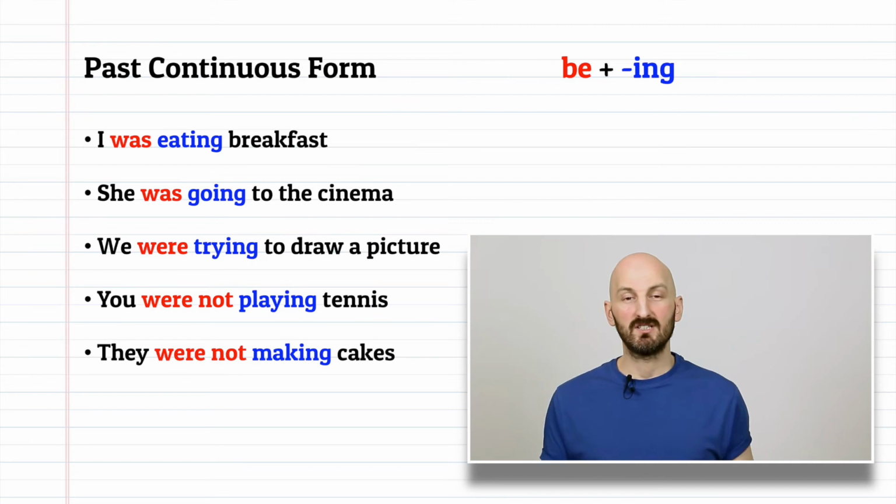For the past continuous, you use exactly the same form, be plus ing, but this time be is in past tense form. So in the sentence, I was eating breakfast, I is the subject, was is the auxiliary verb be in past tense form, eating is the ing form of eat, and breakfast is the object. Some other examples are she was eating breakfast, we were eating breakfast.